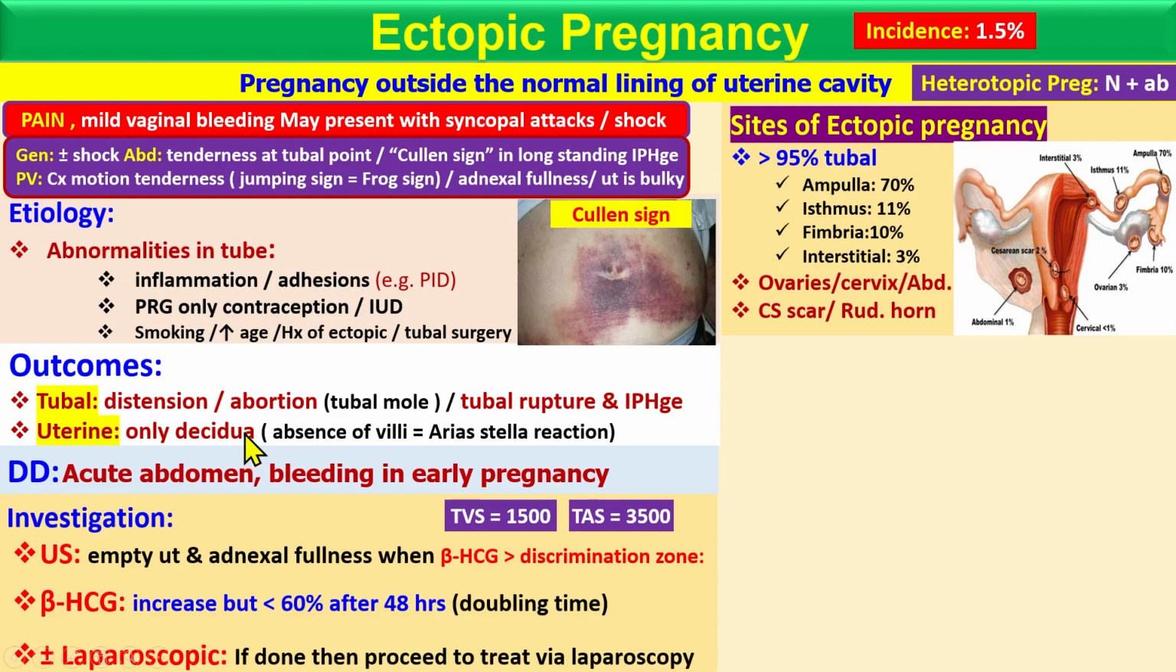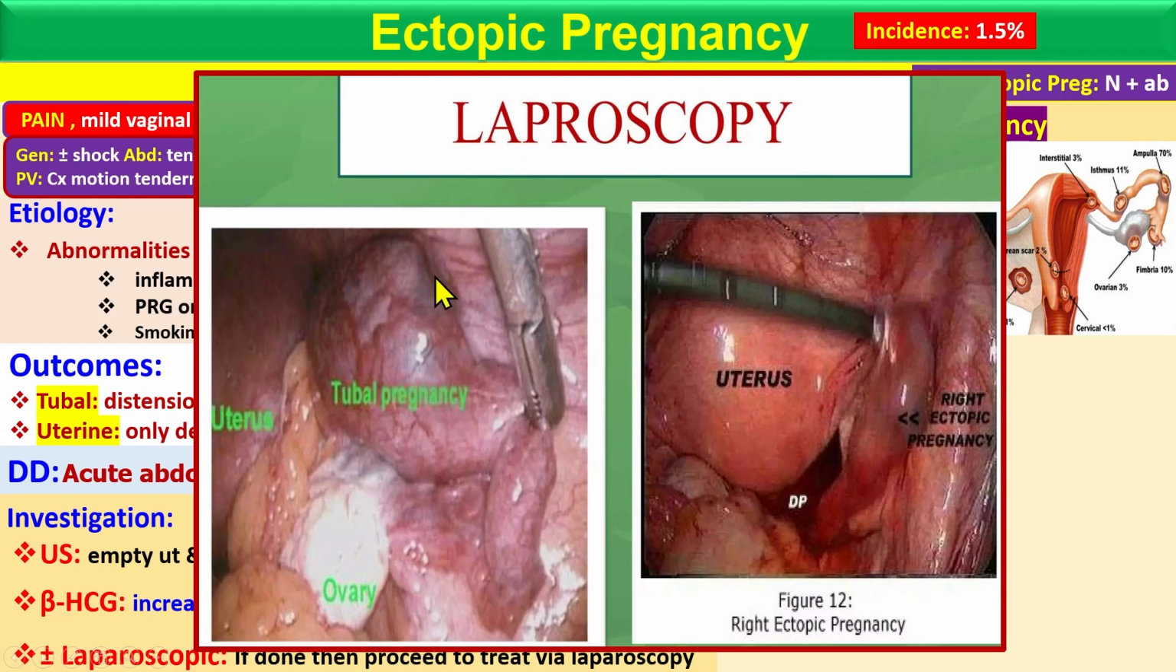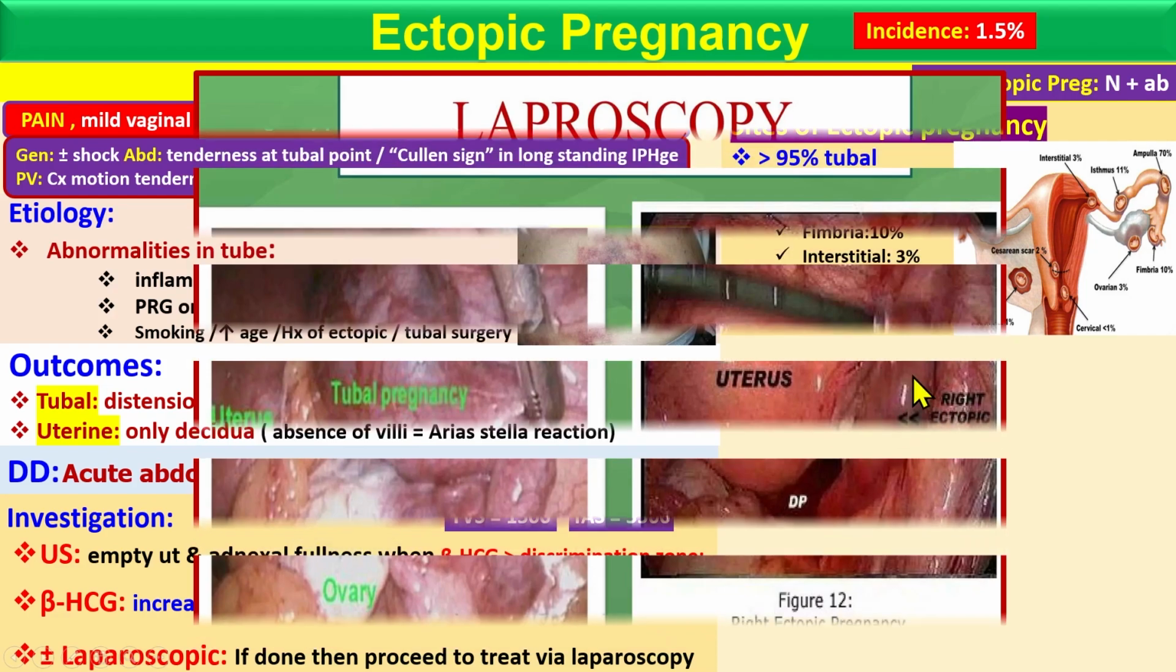Most of the time we start laparoscopic treatment for ectopic pregnancy when a patient presents with shock and is hemodynamically unstable. So you cannot wait for other investigations, and you go into laparoscopic treatment. Here you can see the laparoscopy, where you can appreciate the tubal pregnancy. Here you also can see the right ectopic pregnancy. Here is the uterus, but the pregnancy is here.